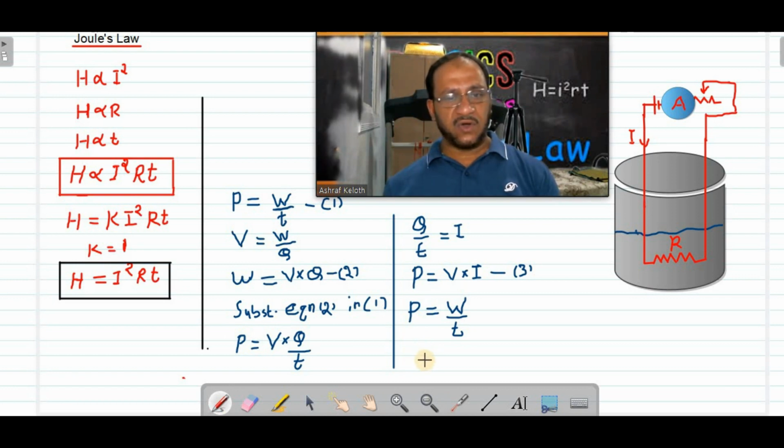If you have energy, then only you can do work. Work can be converted to energy, energy can be converted to work. So in this equation P equal to W by T, I am going to write W is equal to, what will be W is equal to? Work is equal to power into time.